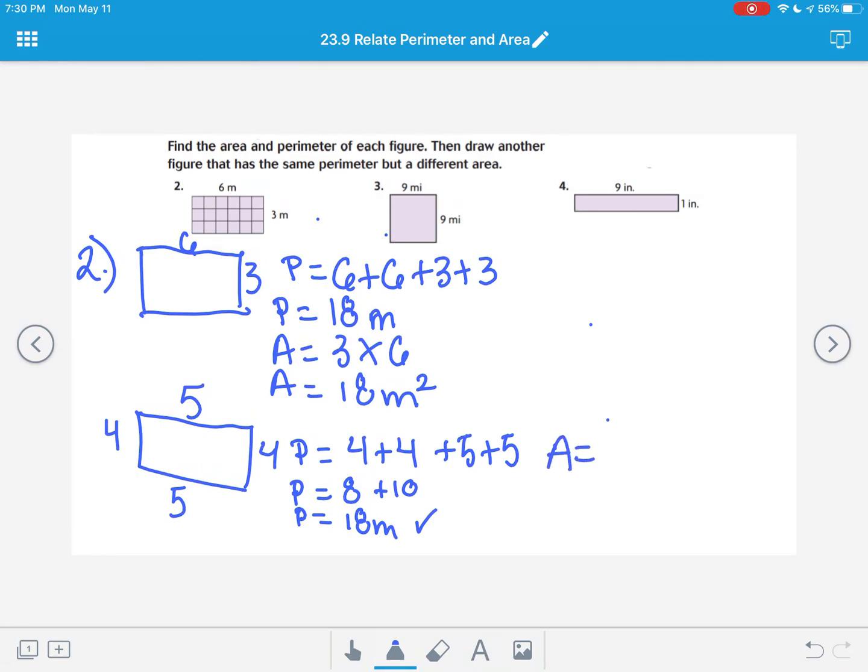The area, let's see if the area is different. Area equals height times width, which is 4 times 5. The area, 4 times 5 equals 20 meters squared. So my area is different, just like the directions say. So that means that I am good to go.